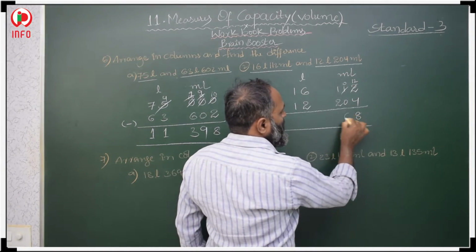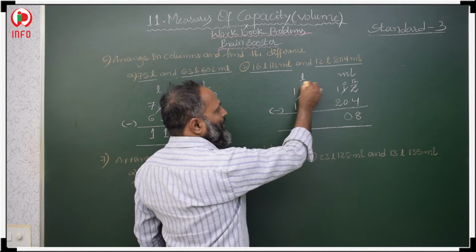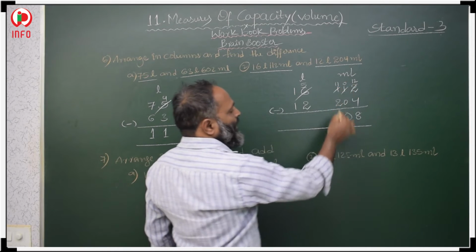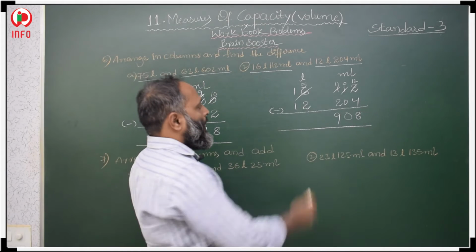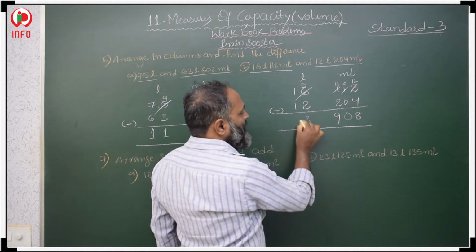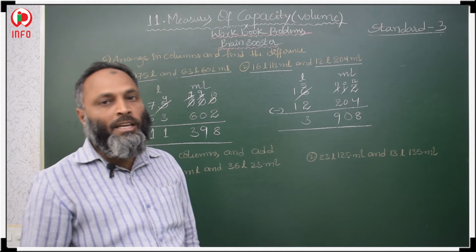0 minus 0 is 0. 1 minus 2 we cannot subtract, so borrow from here, you will get 5 here and here you will get 11. 11 minus 2, 9. Then 5 minus 2, 3. 1 minus 1, 0, no need. That is 3 liters, 908 milliliters.